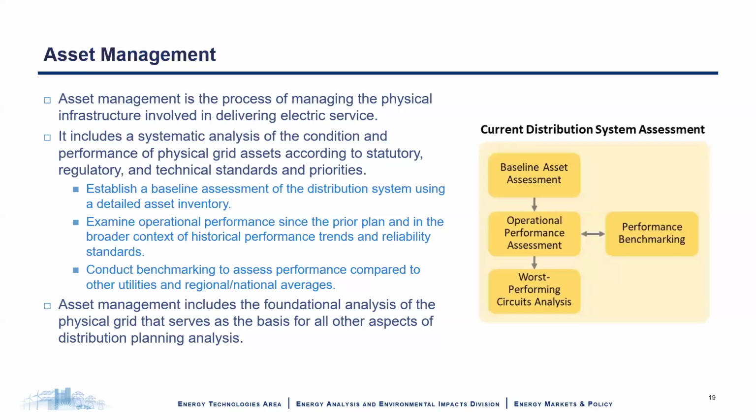So as we dig in, the first thing we look at from a planning standpoint is asset management, and this involves a couple of steps. The first is to look at and assess the current state of the assets in terms of their condition, the age of the equipment, and any potential issues that may exist. As part of that, we start looking at operational performance. So how has the system performed since the last plan? That's an important aspect. We also look at historical trends and also in the context of reliability standards.